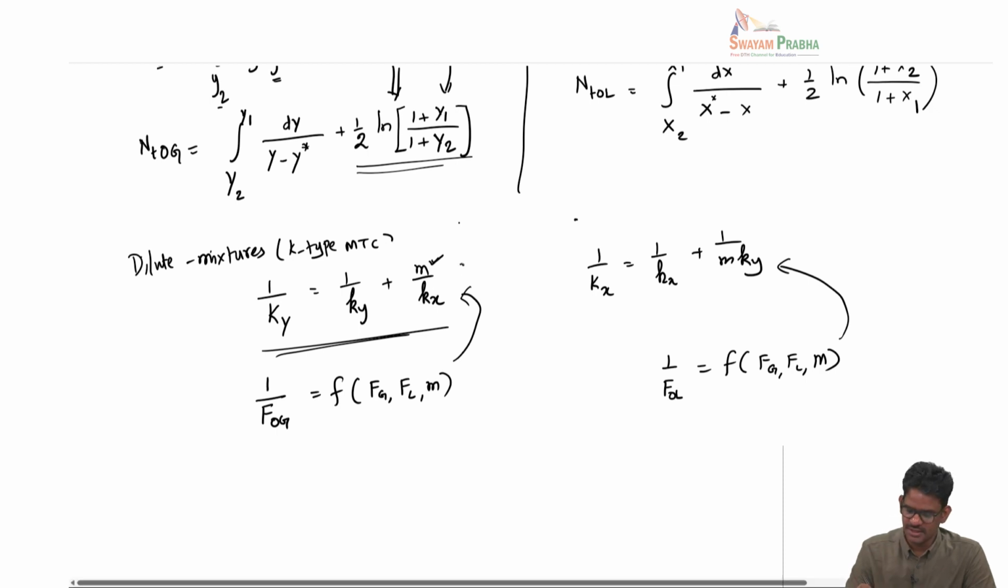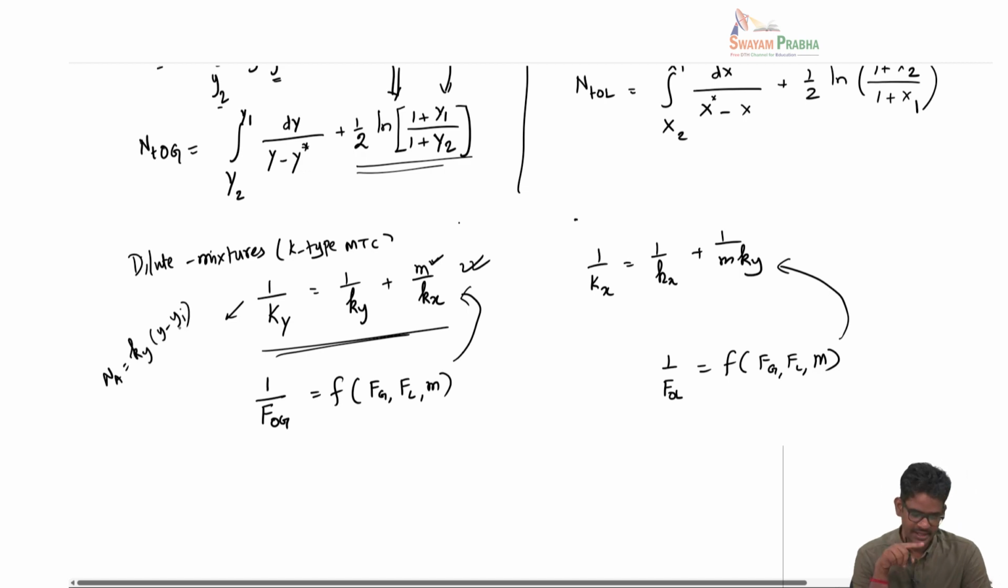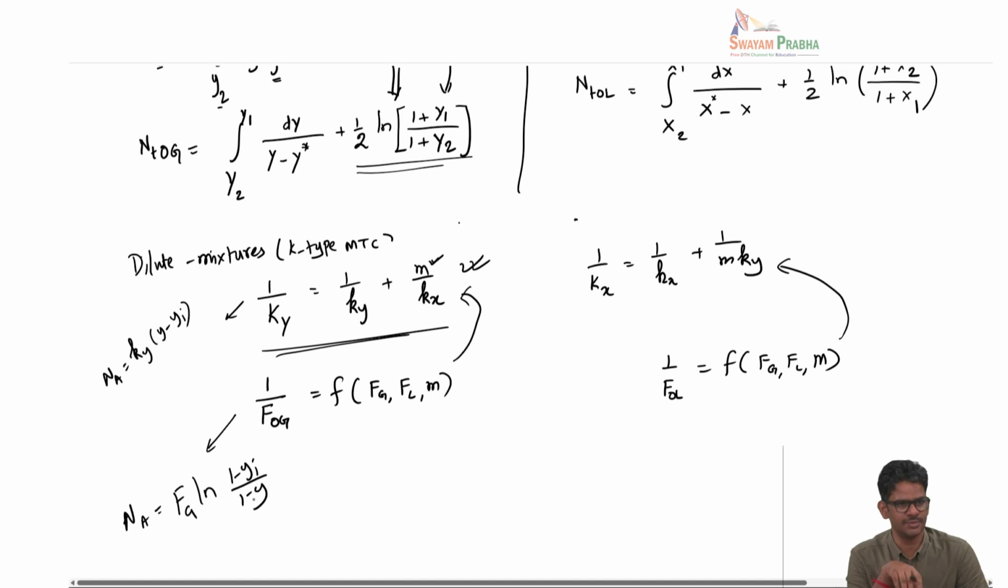This assumption was based on dilute mixtures, where the flux was simply written in terms of the concentration difference, Ky times y minus yi. But with a concentrated mixture, we write the flux is equal to Fg times ln of 1 minus yi by 1 minus y. So the expression for mass transfer rate is different for dilute mixture and concentrated mixture.